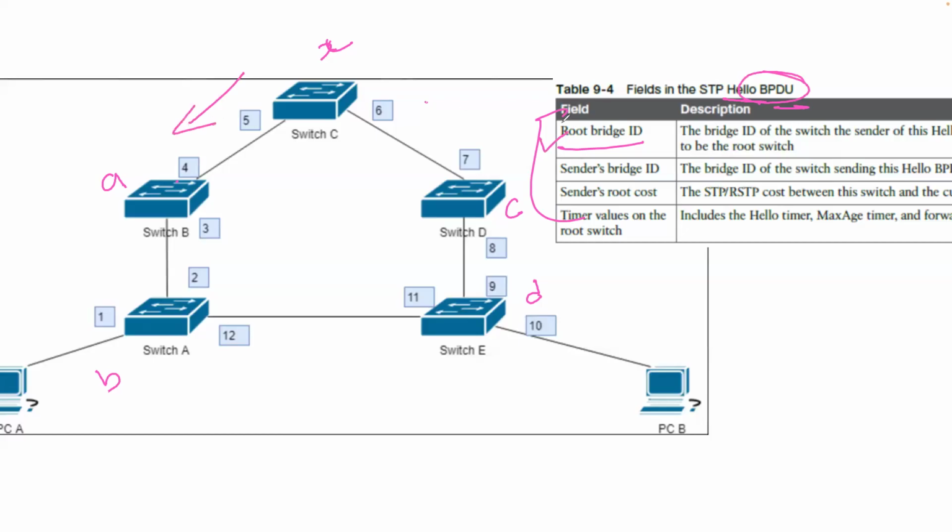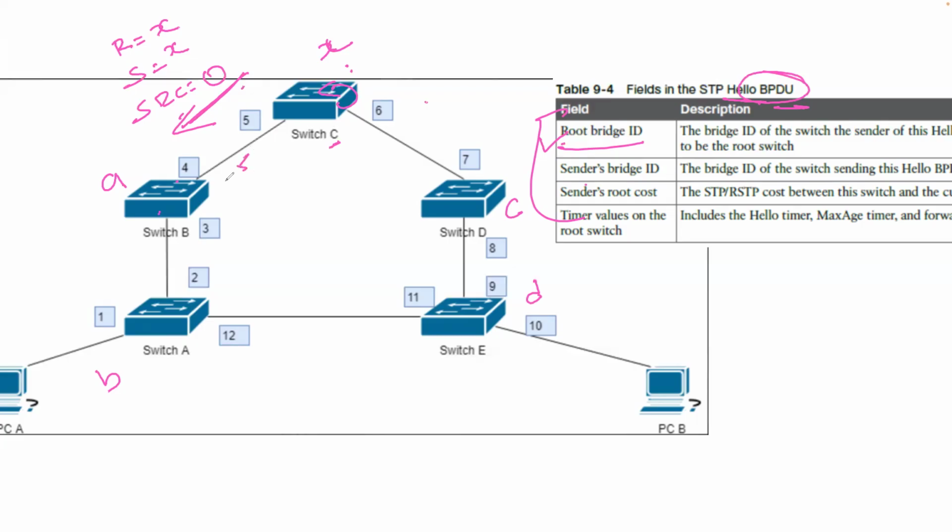Hello BPDU will carry the root bridge ID. So root bridge ID will be what? X, right? I'm the root bridge. Sender bridge ID. Who is sending the hello packet? X, right? Sender root cost, SRC. What is the cost of the root switch reaching itself? 0. I am the root switch, so why should there be a cost of reaching myself? 0.